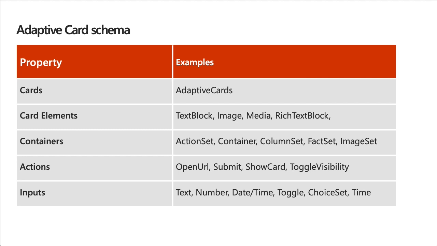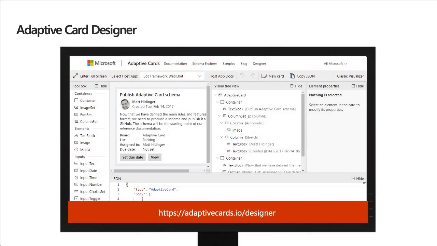Inputs are used to collect information from users that can be submitted to the host application or different systems. The text is going to let users input text. Number lets them input numbers. Date, time, you can choose a date or a time. The toggle lets a user choose between two options. A choice set and a choice allows a user to input a choice.